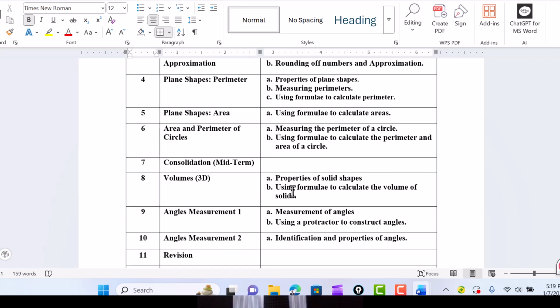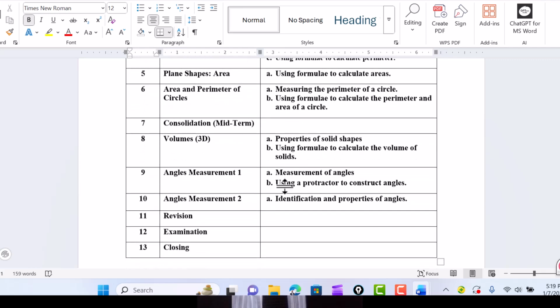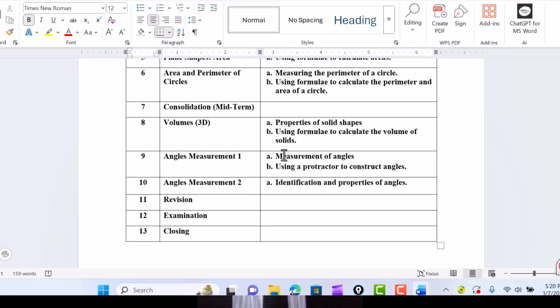Week 8, we do volume, which is 3D shapes, three-dimensional shapes. And this time we look at the properties as well. Then we also look at the volume of the solid. This time we'll focus on the formula to calculate volume of solid, and we'll focus on just 4 basic volumes, which are cube, cuboid, cylinder, and cone.